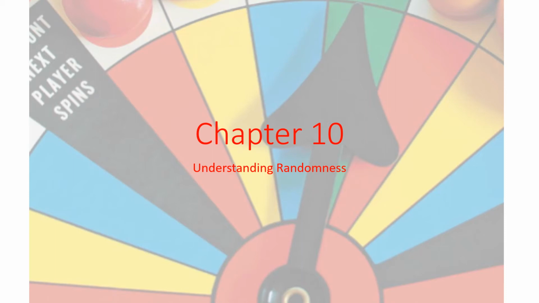Welcome back to Chapter 10. This is the beginning of Unit 3 of Statistics. In this unit, we're going to start out with looking at randomness and simulations, and we'll also get into some other data collection. But this chapter is on understanding randomness.